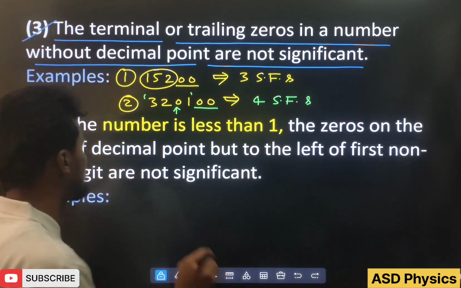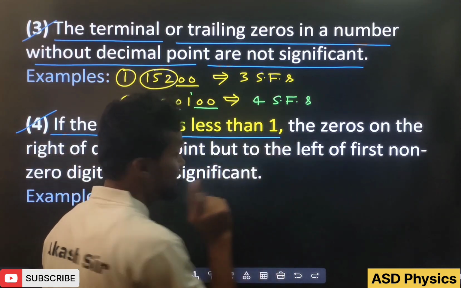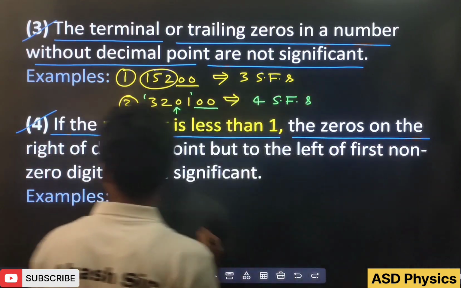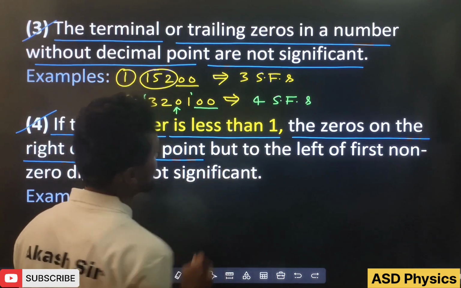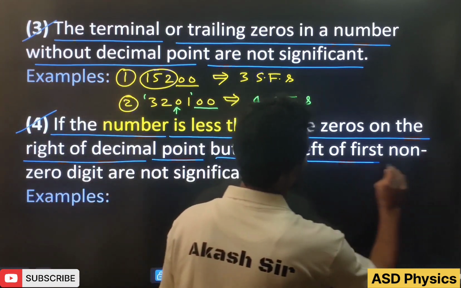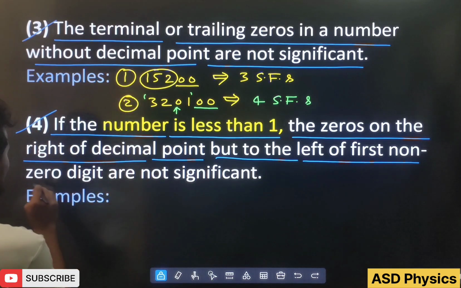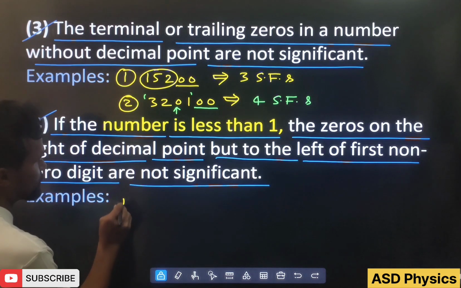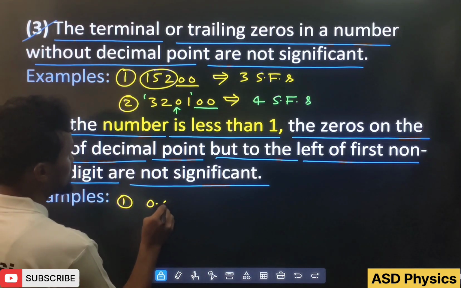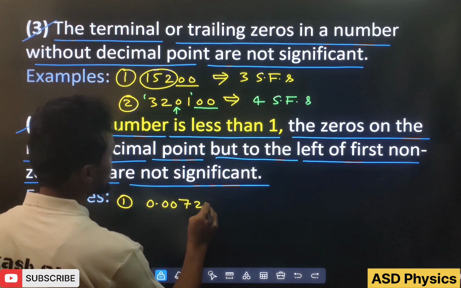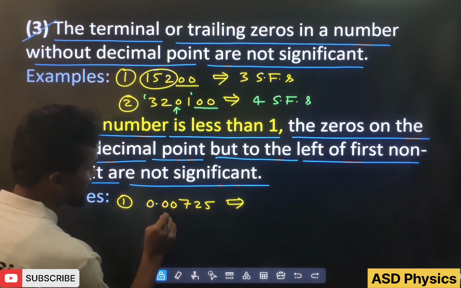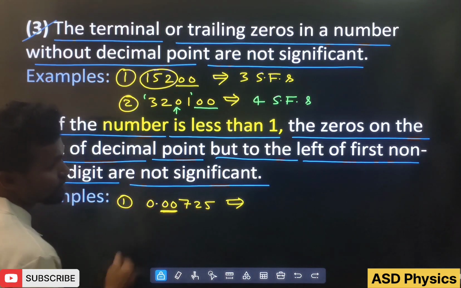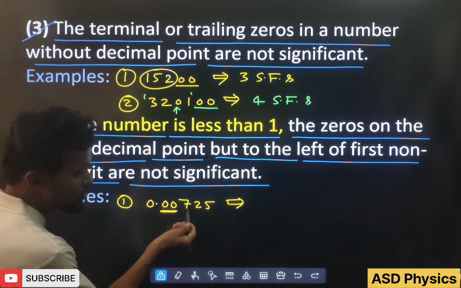Now important, very important. See, if the number is less than 1, underline the words, if the number is less than 1, the zeros on the right of the decimal point but to the left of the first non-zero digit are not significant. Okay, let me write the example. If I write the first example, let's take what is given here, 0.00725. Here these zeros are there, na? These zeros are to the right of the decimal point but left of the non-zero digit 7.